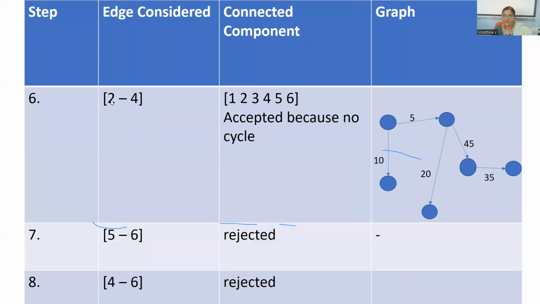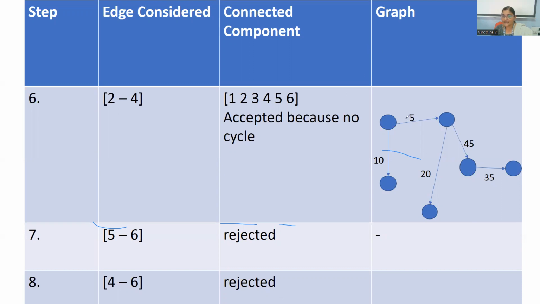The next edge is 2 to 4. Add 2 to 4 into the graph. It's not forming a cycle, so accept it. Then consider the next edge, 5 to 6. Addition of 5 to 6 is forming a cycle, so reject it. Even 4 to 6 also forms a cycle, so reject it.